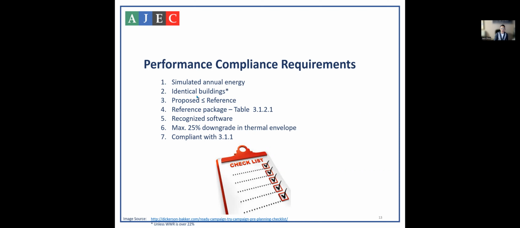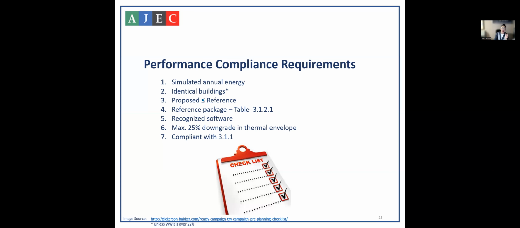That's the only exception. Otherwise, if it's at 17% for the building code house, it will be 17% at your proposed design. So when I say reference house, it's reference table A1, A2, A3, A4, A5, A6. Those are the reference house design. And that is any of the packages from table 3.1.2.1, which is what you saw earlier.